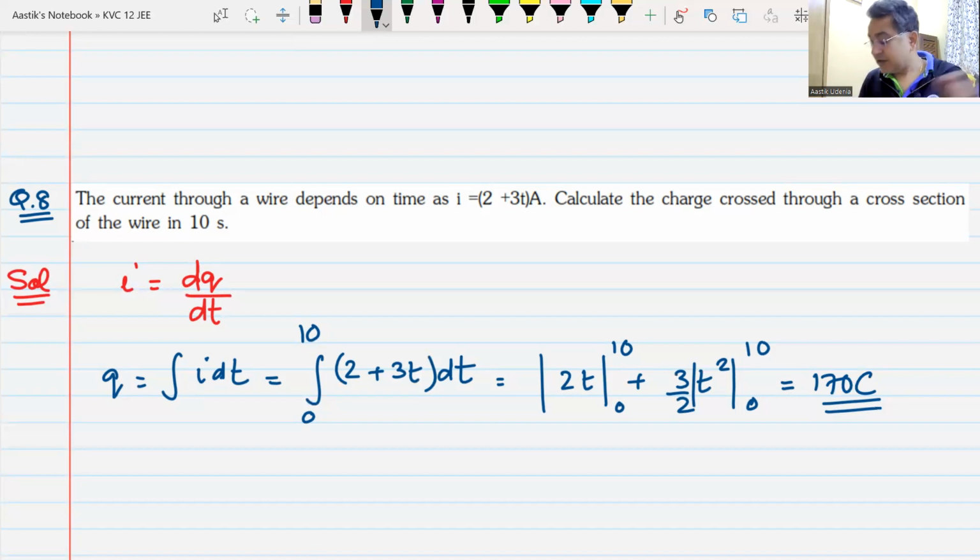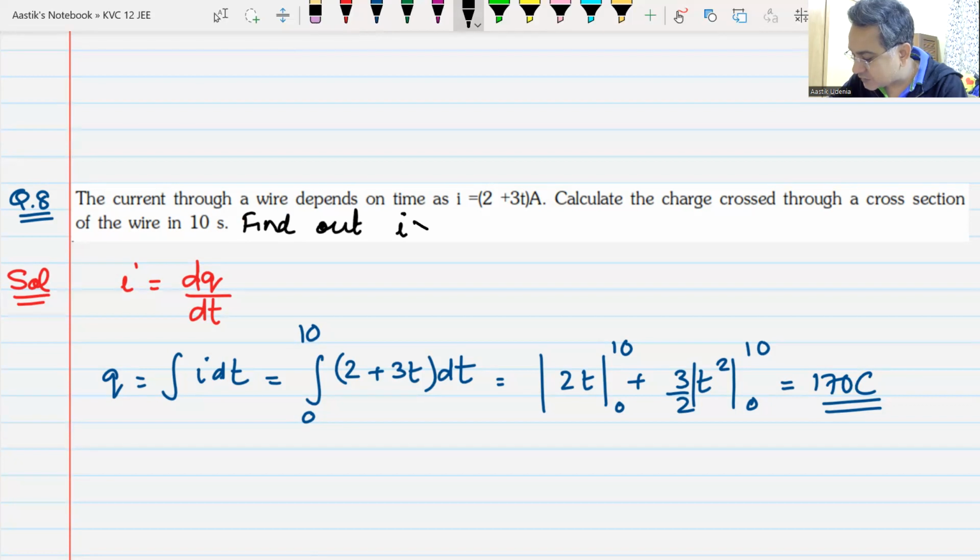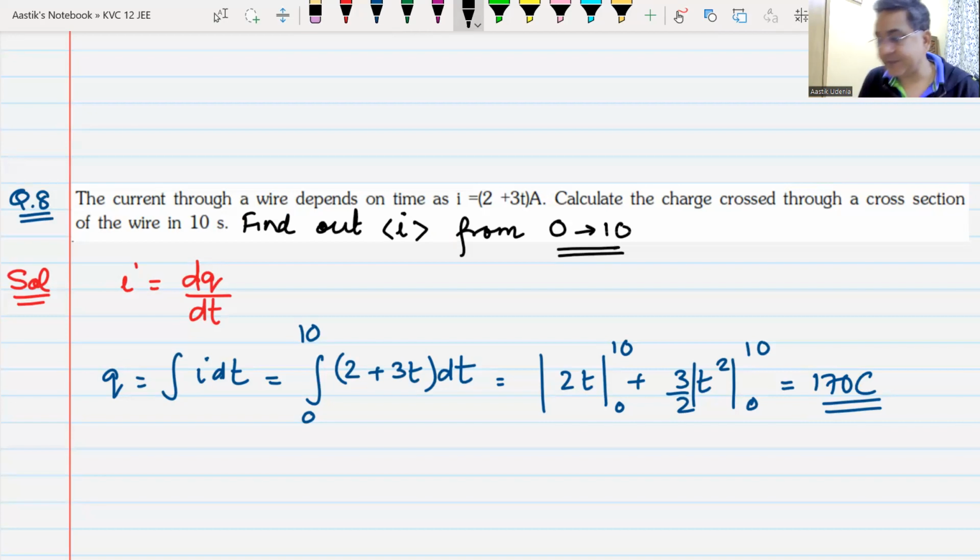Yes, sir. Now I can ask another question here. Find out the average current that flows from 0 to 10 seconds. What is the average current that has flown in the wire from 0 to 10 seconds? What would be the answer here for this case?